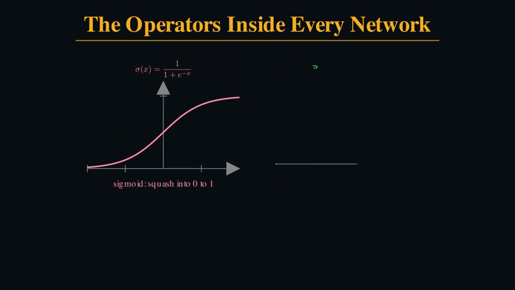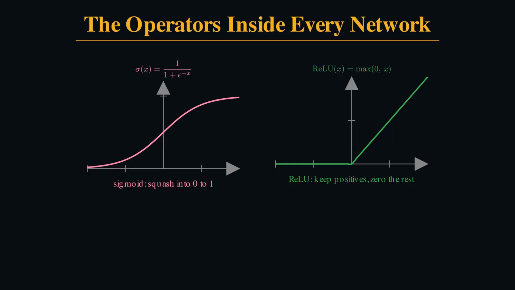Two more operators you will see constantly, and both are simple shapes. Sigma, the sigmoid, gently squashes any number into the range 0 to 1, like a smooth dimmer switch. And ReLU is even simpler. It keeps positive numbers as they are, and flattens every negative to 0, acting like a surge protector. That little bend is what lets a network learn curves instead of straight lines.